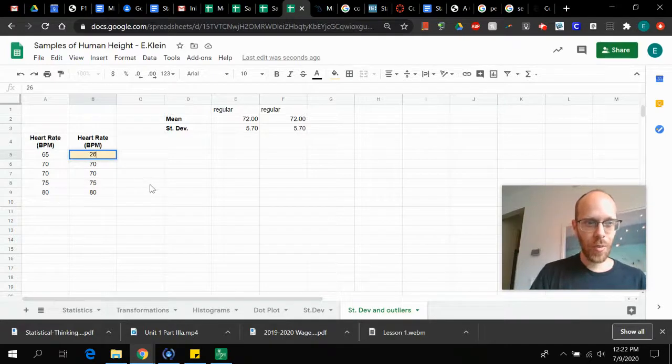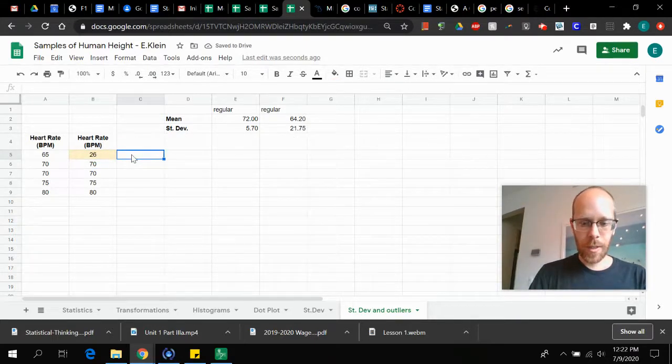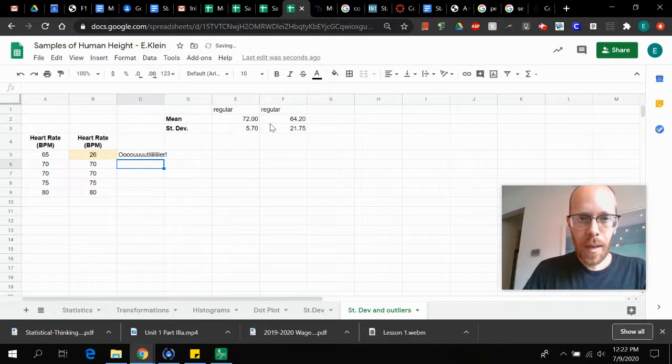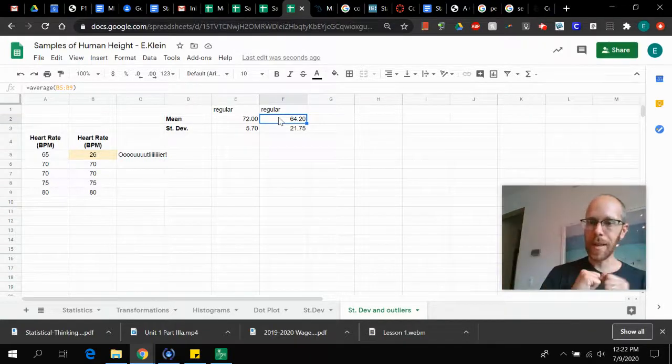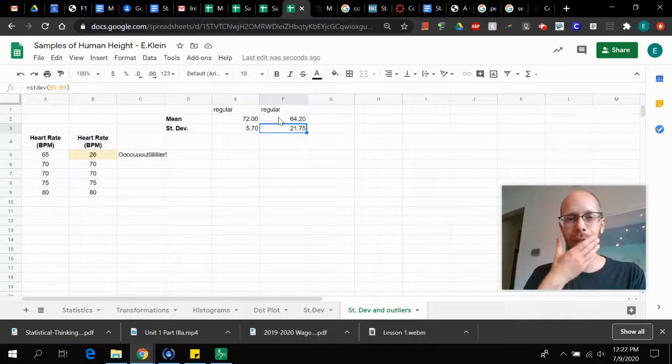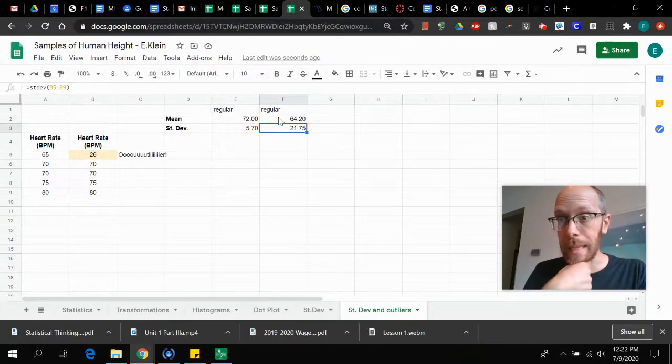Now, when I change this to a 26, watch what happens right here and right here. You got a prediction? Here it is. Whoa! All right, so this right here we know is a major league outlier. It made the mean smaller, and that makes sense because we took the smallest value and we made it even tinier, and so it dragged the mean with it. But look what happened to the standard deviation. The standard deviation got really big.